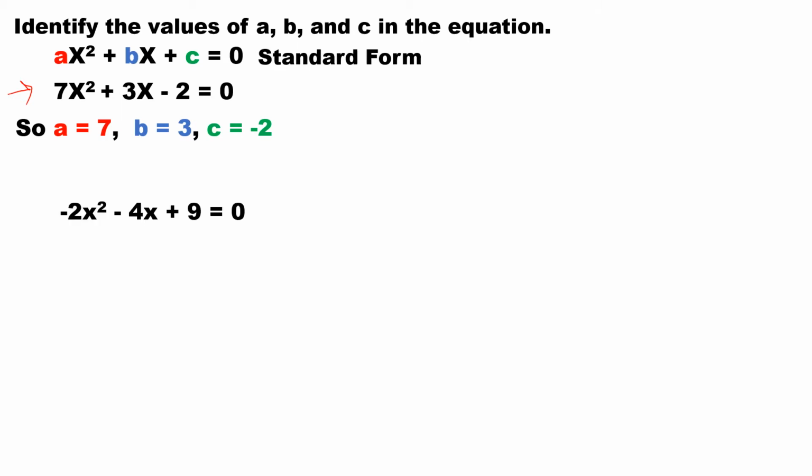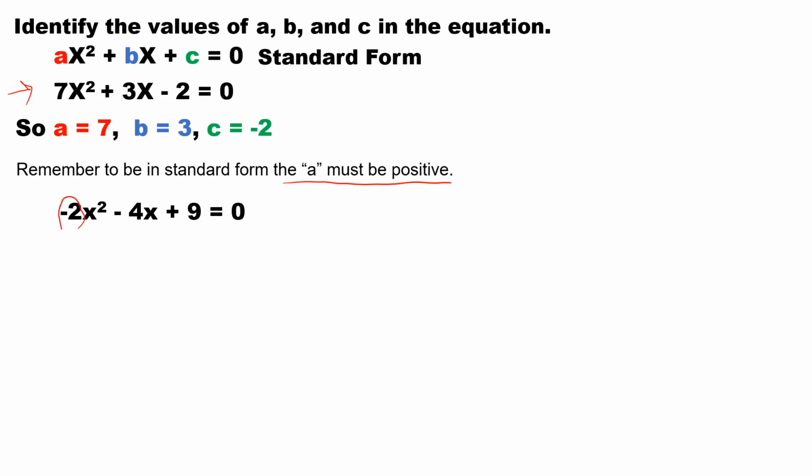Look at this quadratic equation. Can you tell me what a, b, and c is? In fact, what is a? If you thought a equals negative 2, you would be wrong. Remember, in standard form the a must be positive, and in this case, the a is a negative 2. So I have to make it positive. In order to do that, I have to multiply the entire equation by a negative 1.